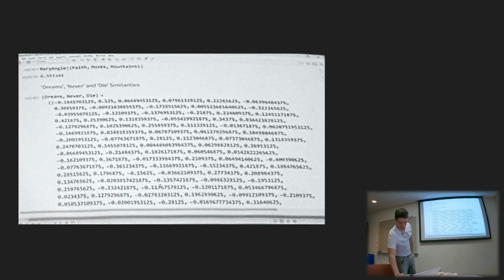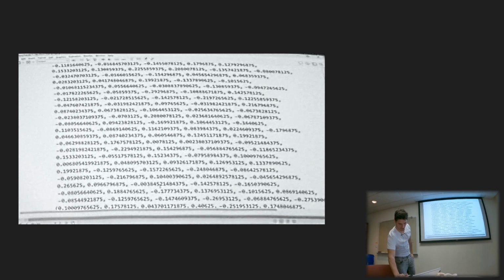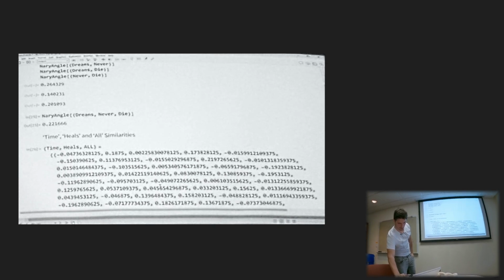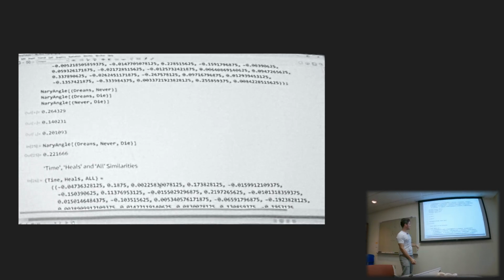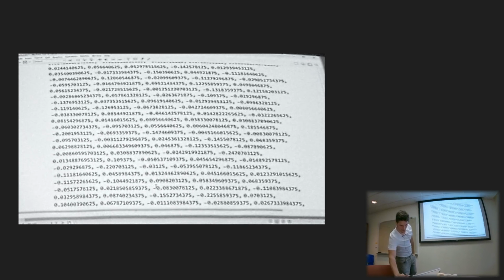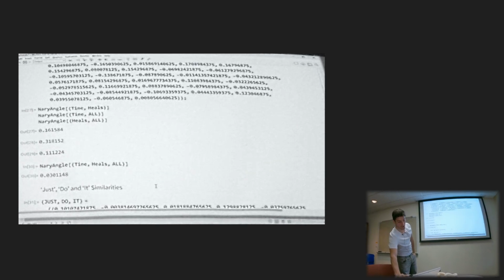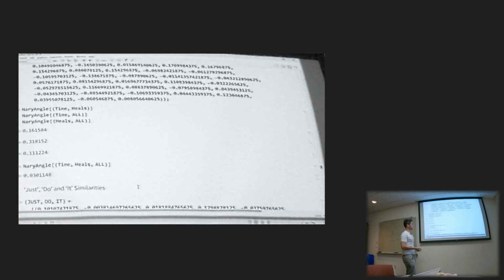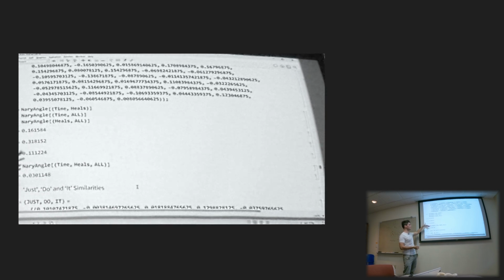Let me show you some counter examples. Dreams never die. I think it's actually not very clear. But still, dreams never die is also an example where dreams never is high, or higher, and then dreams never die is actually higher than the other two. I mean, dreams and die and never dies. Kind of. I can show you a couple more. Time heals all. This is the one that doesn't work at all. It seems to be lower in general.